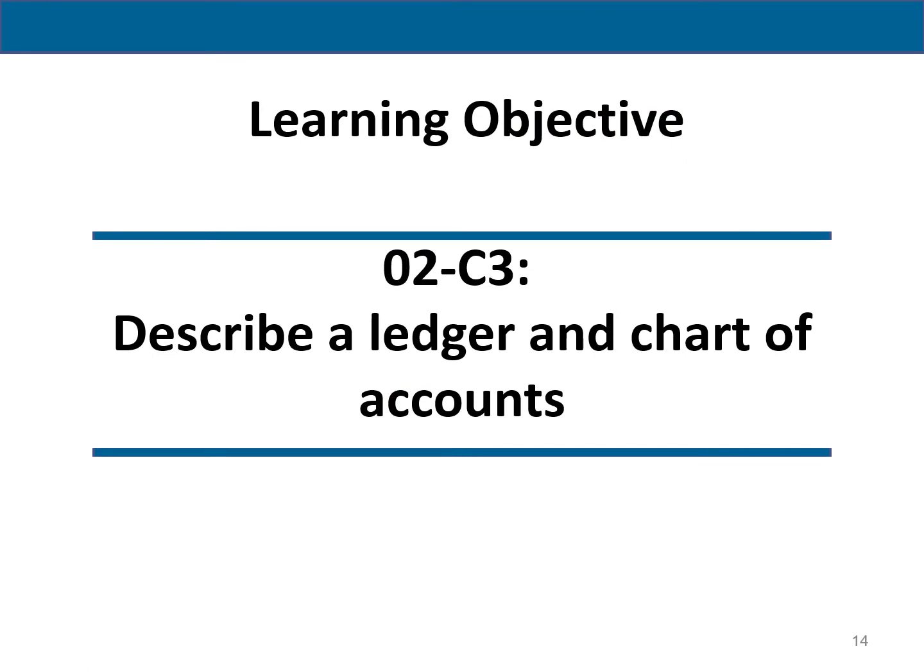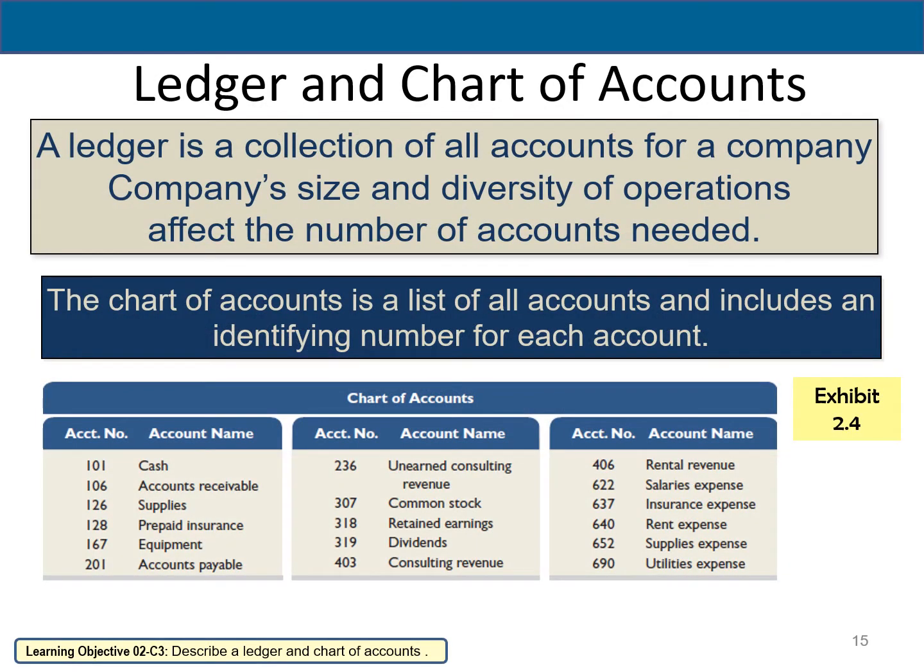Okay, so let's talk about a ledger and chart of accounts. We said just a few slides ago that the general ledger is the collection of all accounts for a company. And all that we're elaborating on here is that the company size and the diversity of their operations affects the number of accounts that are needed. The chart of accounts is just the list of all the accounts, and it includes an identifying number for each account. For most businesses, the chart of accounts can be anywhere from 10 accounts to tens of thousands of accounts depending upon how large the organization is.